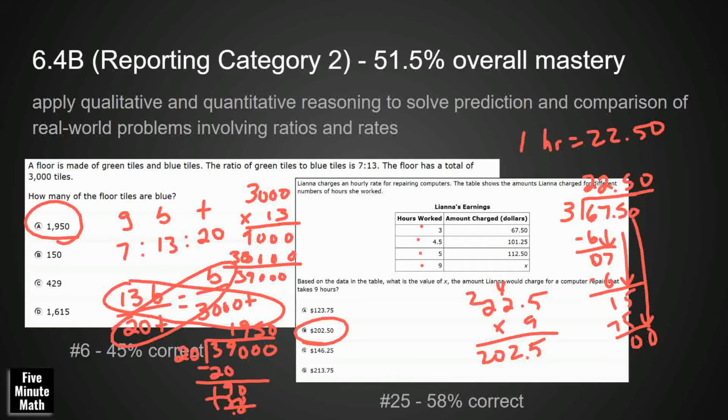Another way to solve this would be to think, well, what's the relationship between, look, if I double 4.5, 4.5 times 2 equals 9. So let's just double 101. I can either multiply by 2 or I can just add twice. So if we see these relationships, we could have made this a lot easier. We would have gotten that same thing, 202.50.